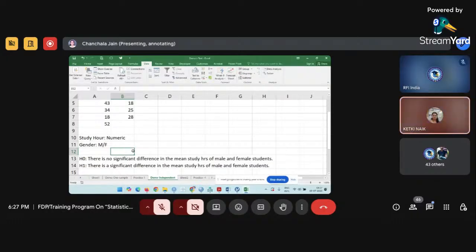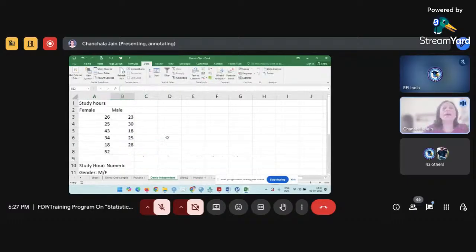Yes. Fine. So hypothesis is done. Suppose I want to test this hypothesis at 5%, right? Now, moving ahead, as I told you the assumptions. Suppose I'm considering this thing, data is normally distributed, but I need to see whether the equality of variance is there or not.